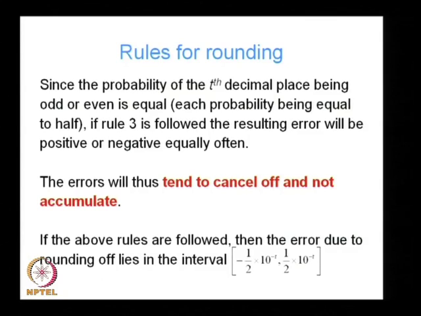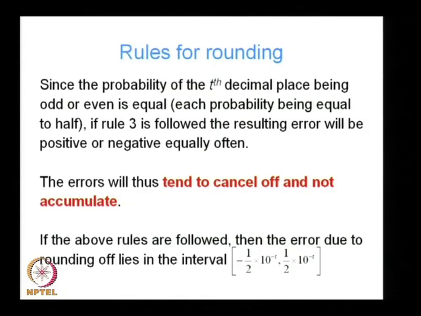Since the probability of the 10th decimal place being odd or even is equal, each probability being equal to half, if rule 3 is followed, the resulting error will be positive or negative equally often. So, the resulting error we get is also going to be positive or negative equally often. The errors will thus tend to cancel off and not accumulate.